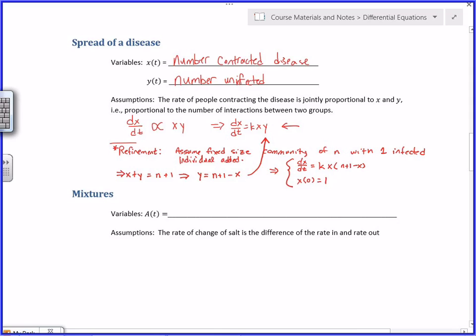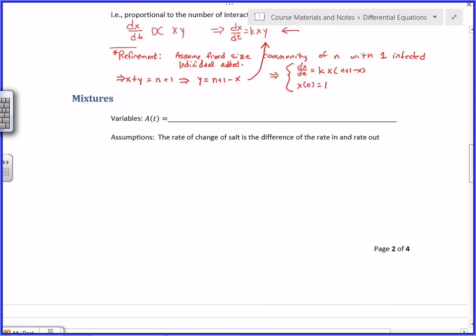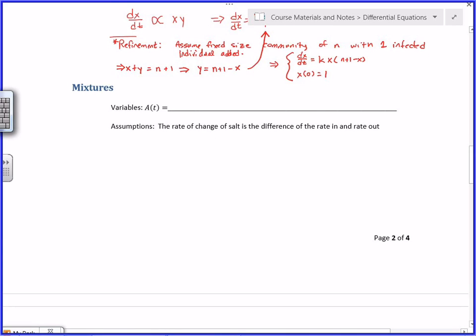Okay? All right, so that's spread of disease. Mixtures, I think, are a little bit more fun. What we're going to be talking about with mixtures, the simplest way to think of it is like a giant tank of some solution, where you have coming into the tank some mixture, maybe like a brine or a saltwater mix.